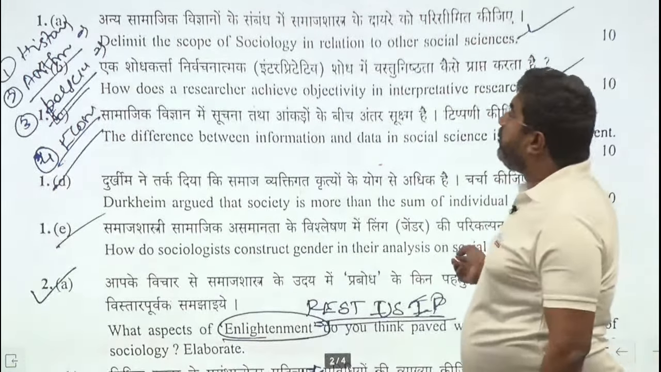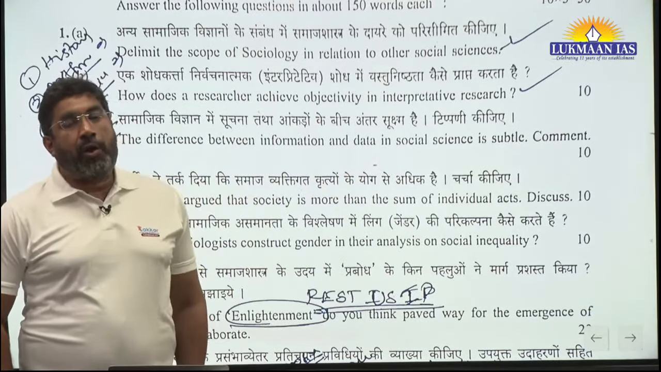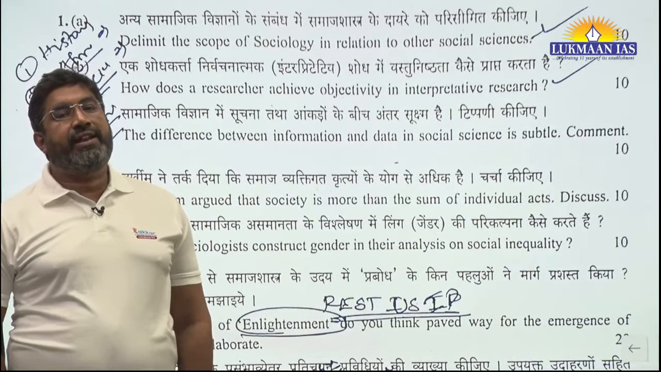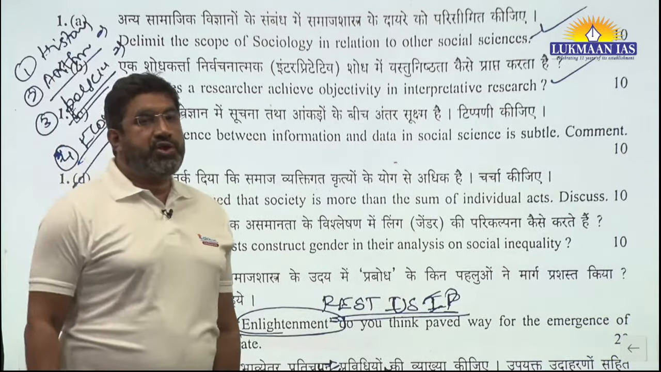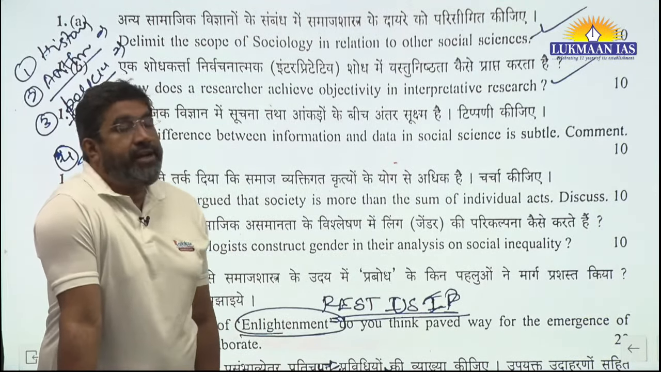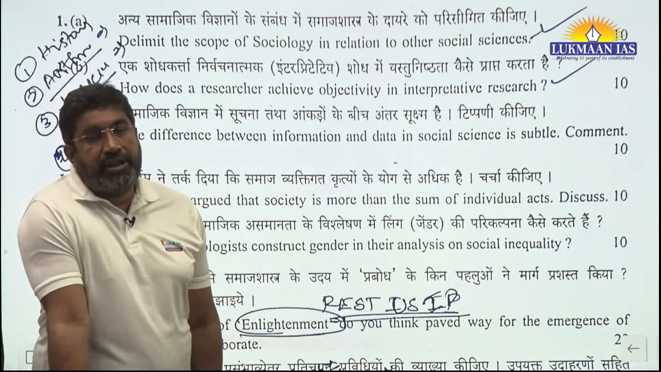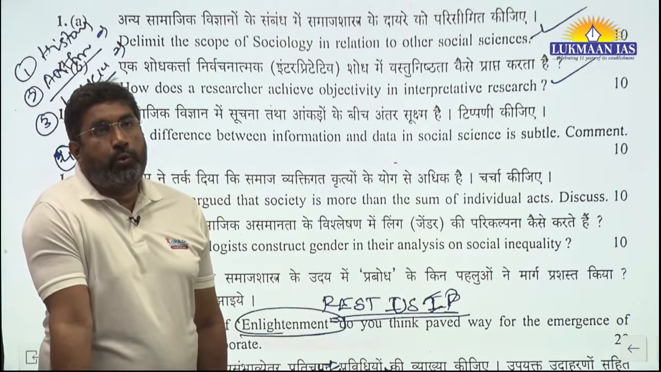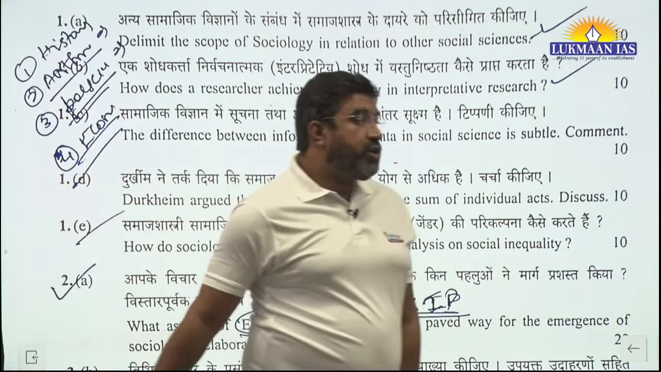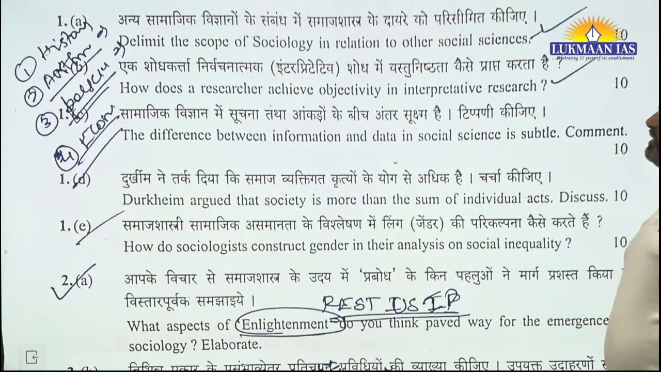See, delimit the scope of sociology in relation to other social sciences. It is not relation per se, rather it is finding the scope, that where sociology is different from other social sciences, and that too in 10 markers. So, you have to maintain a specific amount of control over all your understanding in this question, that how you are differentiating it from other aspects of the social sciences.